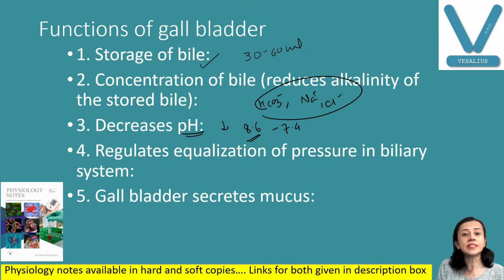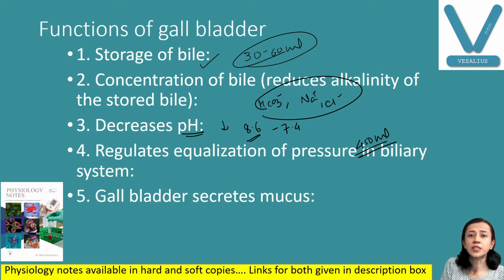Also, it regulates equalization of the pressure in the biliary system. Why? Because daily 450 ml of bile is secreted, and we have a storage capacity of only 30 to 60 ml. So the pressure increase in the biliary system is regulated because of concentration of bile in the gallbladder. The gallbladder also secretes mucus, which makes the bile thick. So these are the functions of the gallbladder: storage, concentration, change in the pH, change in the electrolyte composition, regulation of pressure, and secretion of mucus.